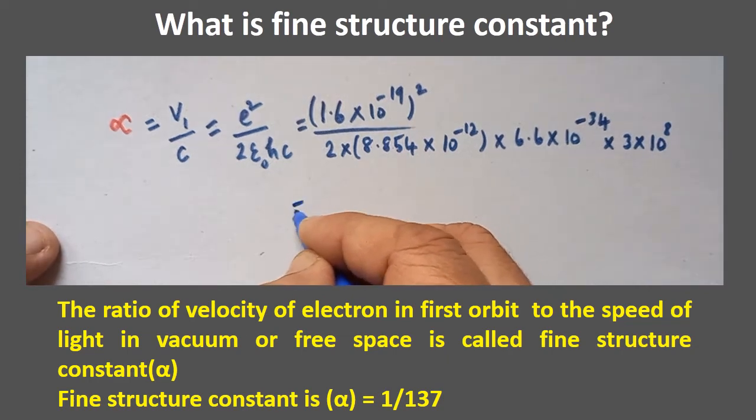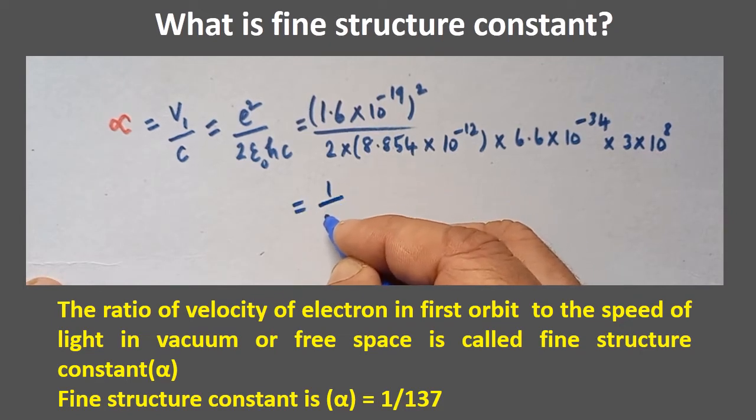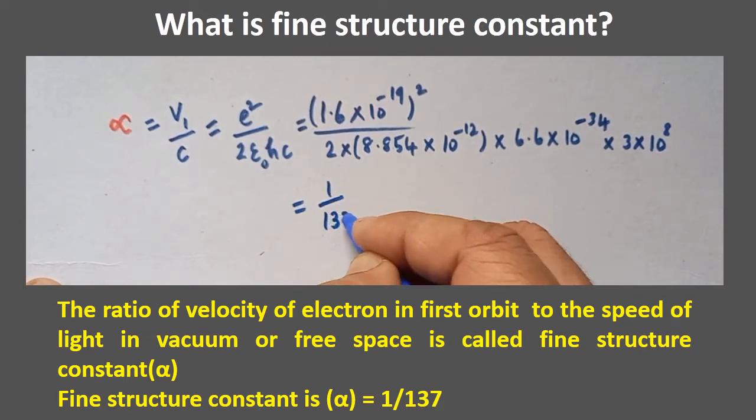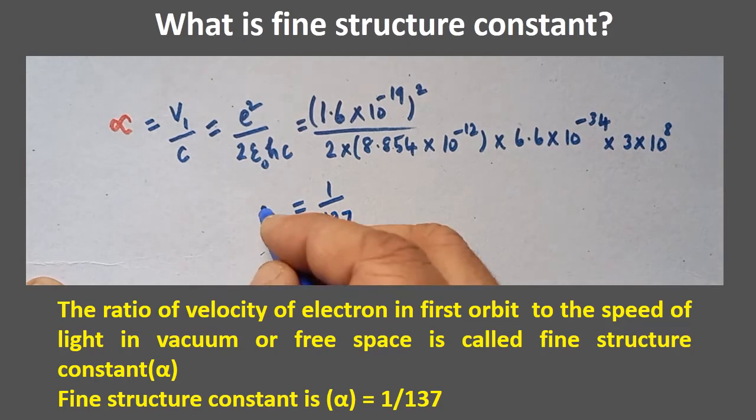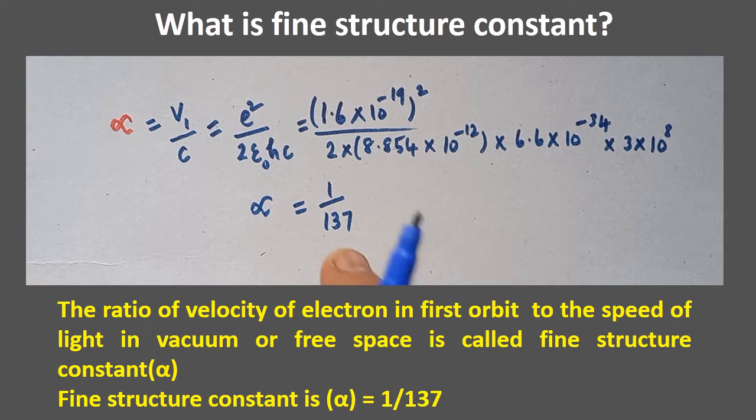After substitution and simplification, you will get the answer as 1 divided by 137. So this is the value of alpha, that is the fine structure constant. It's a dimensionless number. It does not have any unit or dimension. That's why this number is called a dimensionless number.